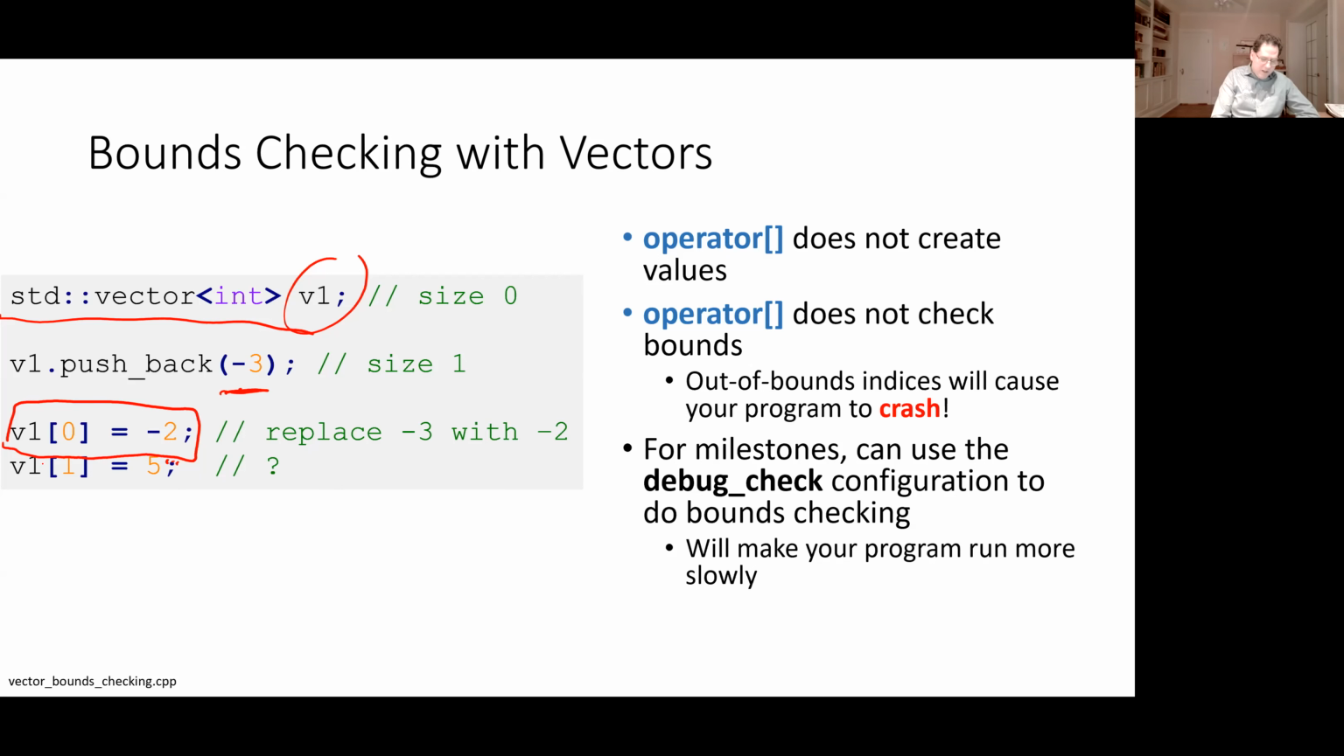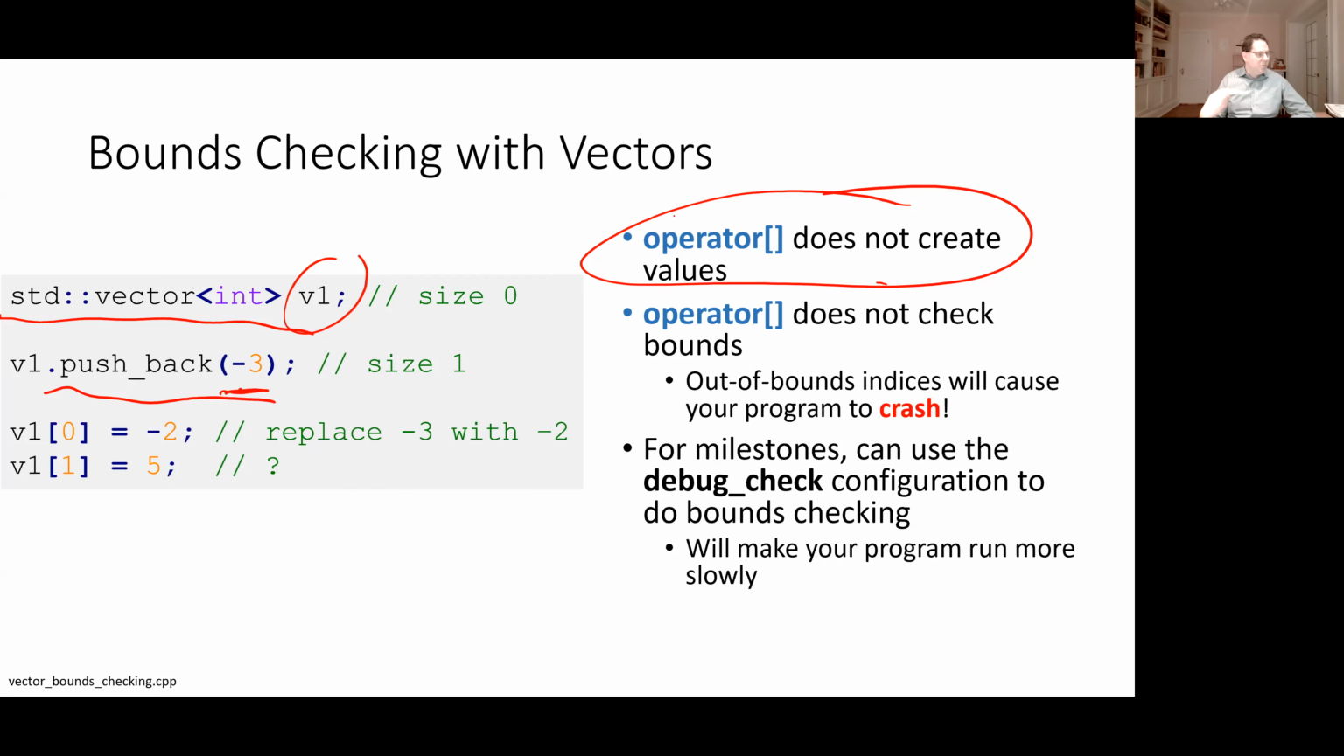Now I do something bad. I say, let's just make the next entry, index 1, equal to 5. Index 1 does not exist, okay? We only put one item in the vector. So the square bracket operator lets you access values, it lets you update values, it does not create values, it does not make the vector bigger.